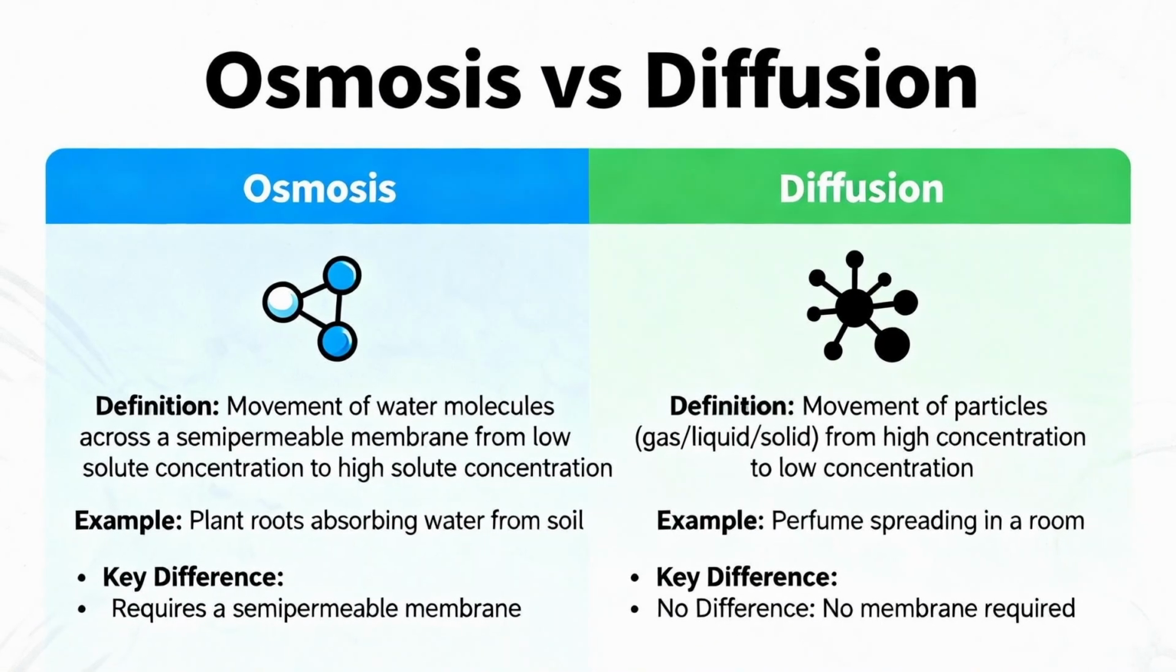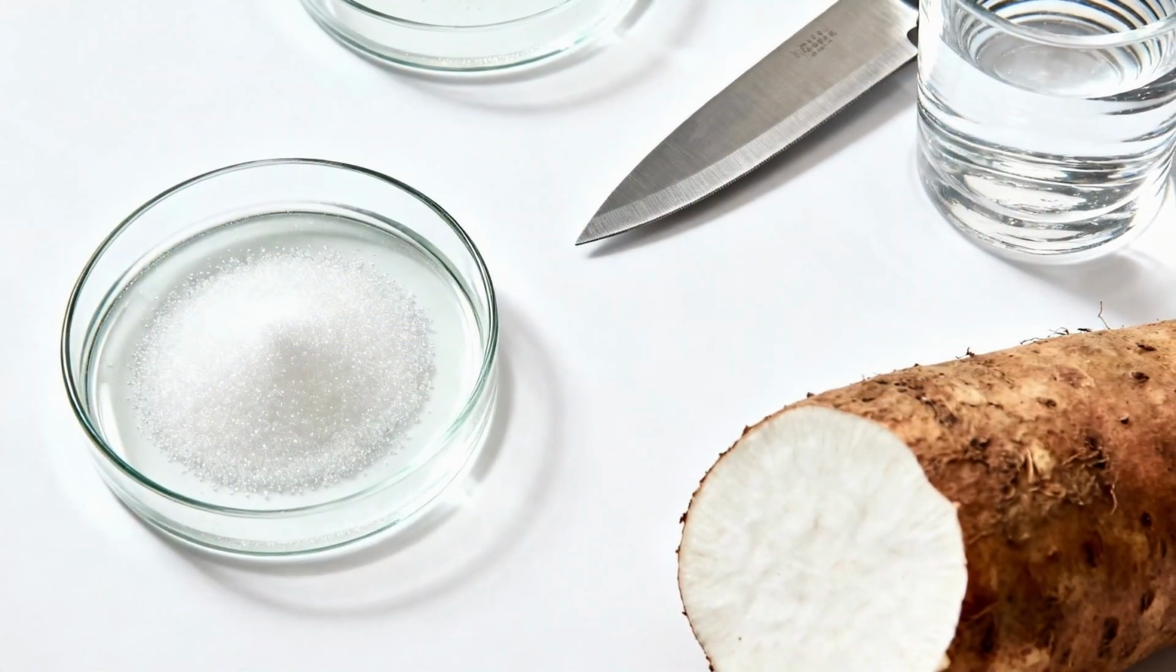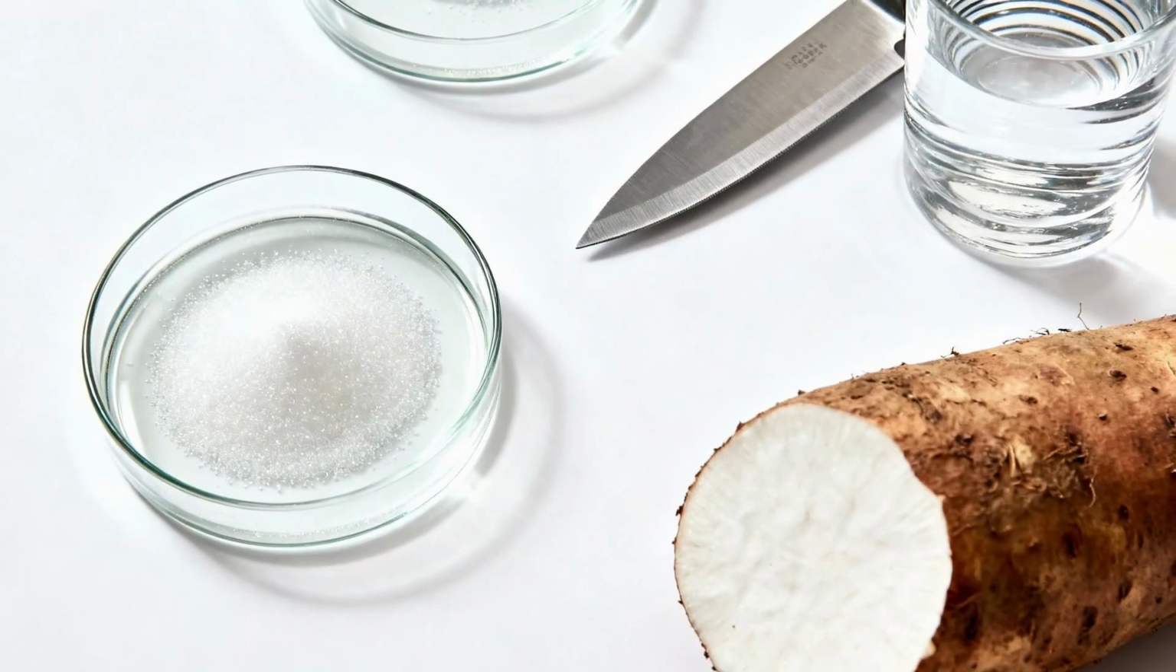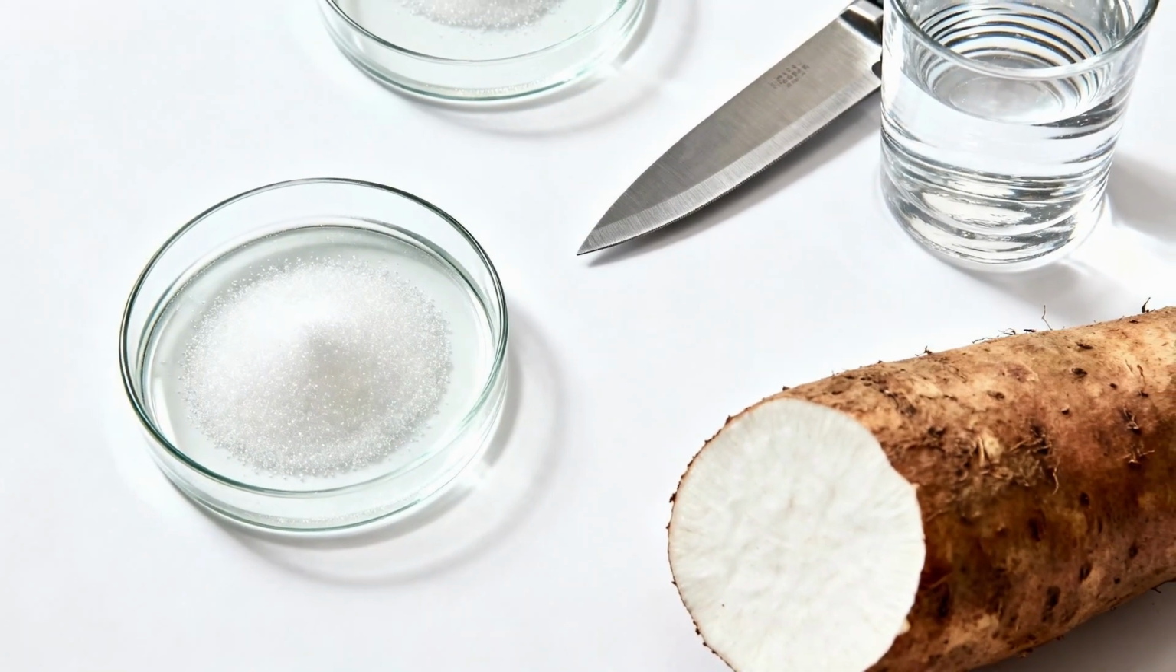So today we are looking at an experiment to demonstrate osmosis using a living tissue. What are the materials that are required? The materials include water, sugar solution, petri dishes, yam tubers, and a knife. And what are the steps or the methods?